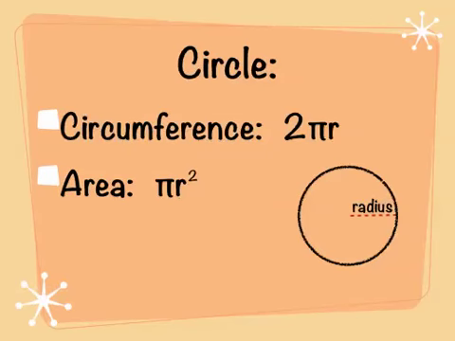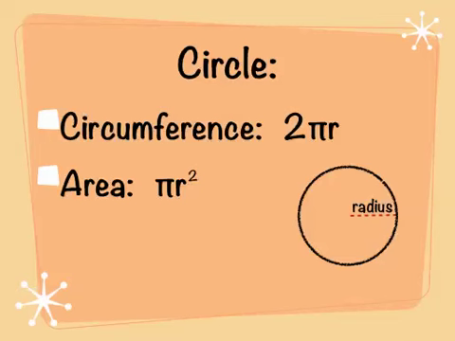To find the circumference of a circle, you do 2 times pi times radius. You could also do pi times diameter. I like to keep this equation with radius since area uses the radius. Remember, the radius only goes halfway through the circle and the diameter goes all the way.